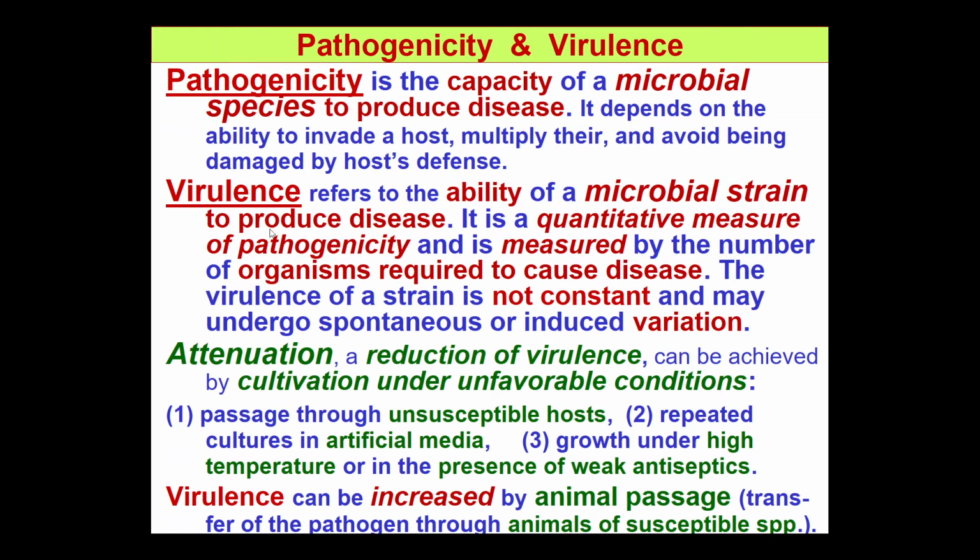Lowering of the virulence is named attenuation. Attenuation is a reduction of virulence that can be achieved by cultivation of a certain virulent strain under unfavorable conditions. It means if you isolate a certain strain of virulent microbes, you may attenuate them, reducing the virulence by culturing under unfavorable conditions. What are these conditions? Passage of the microbes through unsusceptible hosts.